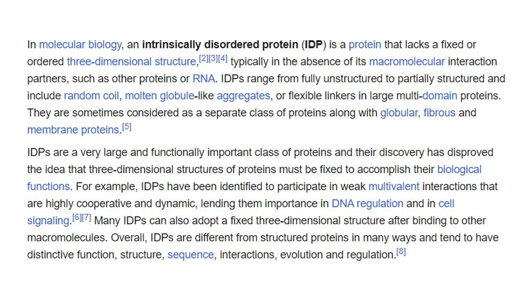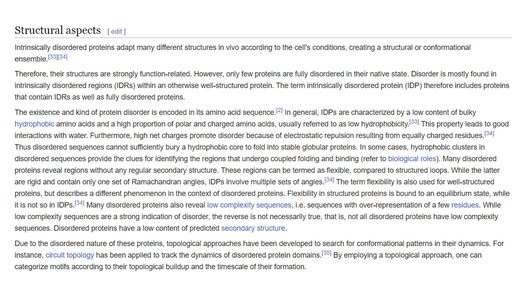IDPs are a very large and functionally important class of proteins, and their discovery has disproved the idea that the 3D structures of proteins must be fixed to accomplish their biological functions. For example, IDPs have been identified to participate in weak multivalent interactions that are highly cooperative and dynamic, lending them importance in DNA regulation and cellular signaling. So we can say that a distinctive structure is not always very important for controlling the function. Even a disordered protein is equally capable of carrying out a function.